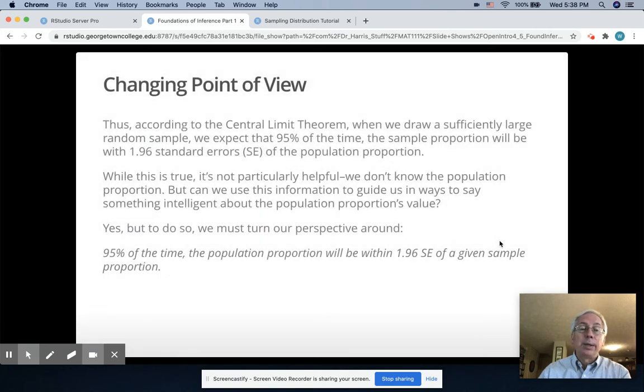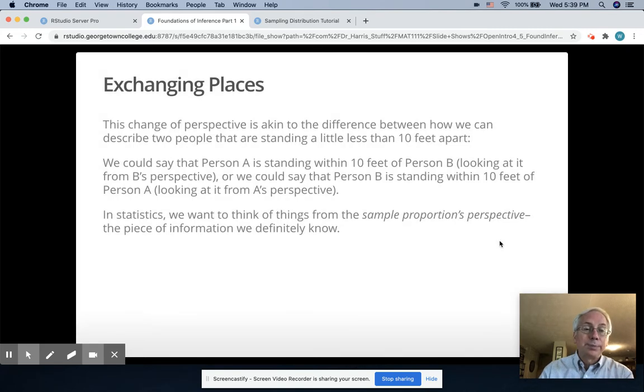So let me go back and look at these two statements again. The central limit theorem says that p hat should be within 1.96 standard errors of p 95% of the time. But what we want to turn around and say is that p will be within 1.96 standard errors of any given value of p hat 95% of the time. And that's the foundation for a confidence interval.